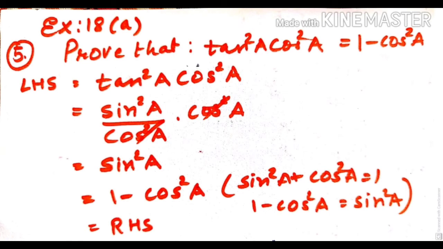But just now I explained to you that sine square a is nothing but 1 minus cos square a, which I have written in the bracket. You can see sine square a plus cos square a relation is 1.